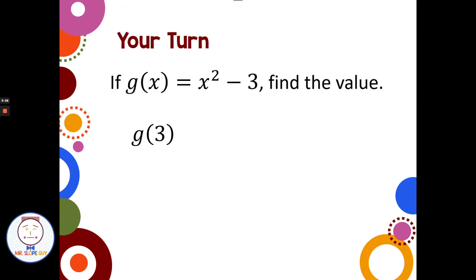All right, you guys pause the video here, find g of x, and we're given g of 3. So find g of 3 using g of x equals x squared minus 3. Pause the video here, come back and see how you did. All right, welcome back. So g of 3 means we're going to put 3 in for x. So we have 3 squared. 3 squared is 9. 9 minus 3 is 6. So g of 3 equals 6.